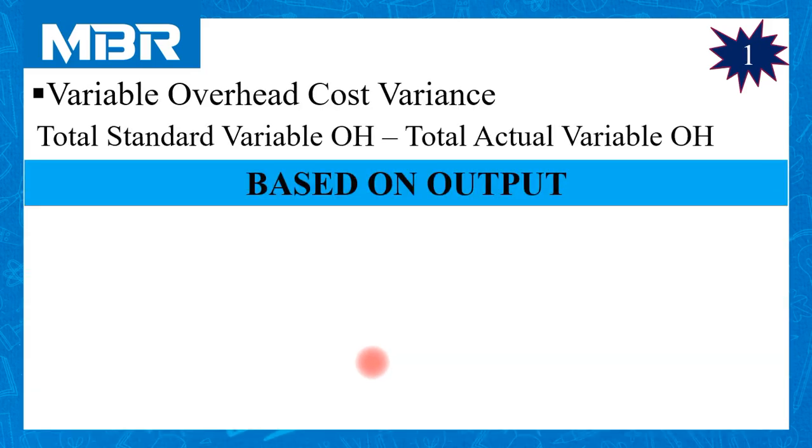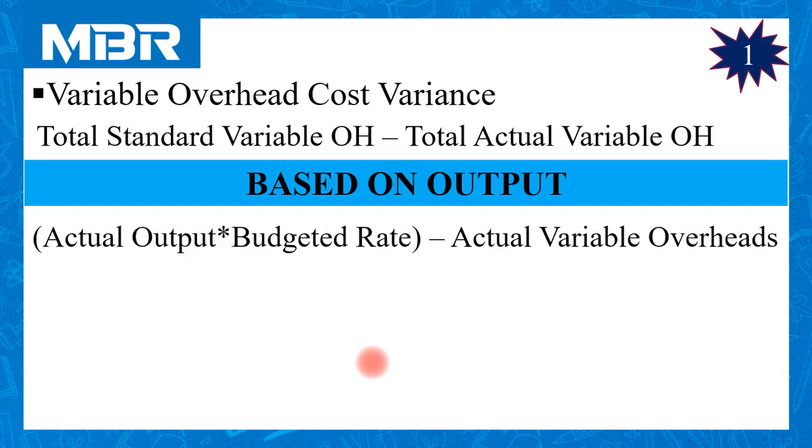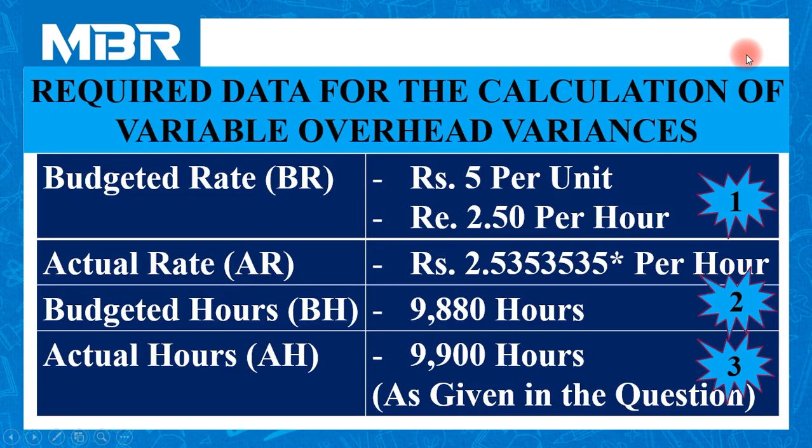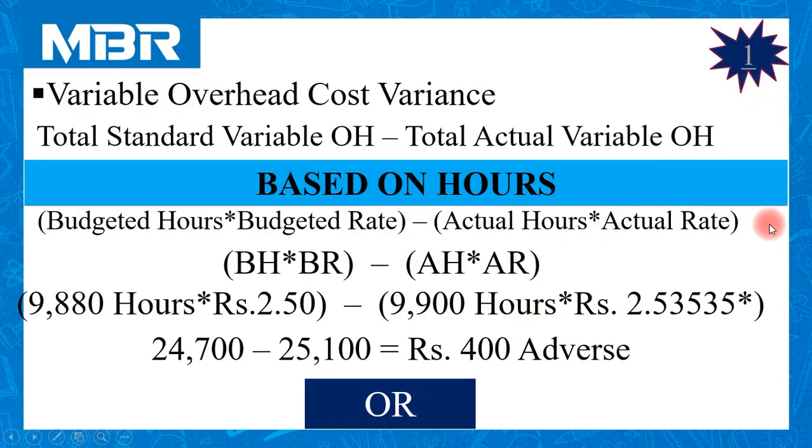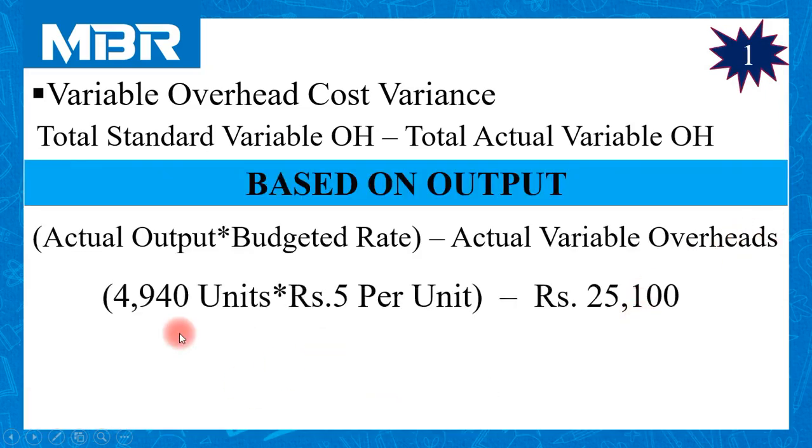Basic formula remains same, but now we will calculate based on our output. Actual output multiplied by budgeted rate minus actual variable overheads. Let us check the question again. Actual output, as per our question, is given as 4,940 units. Rate rupees 5 per unit.